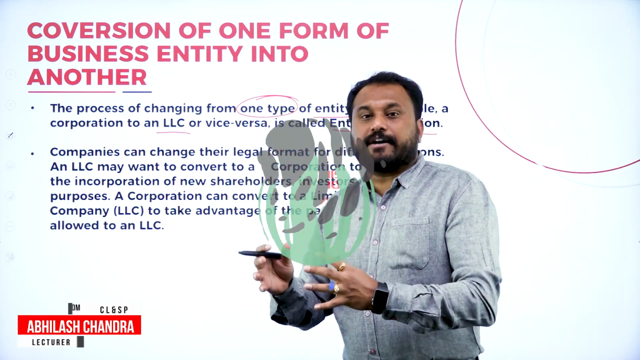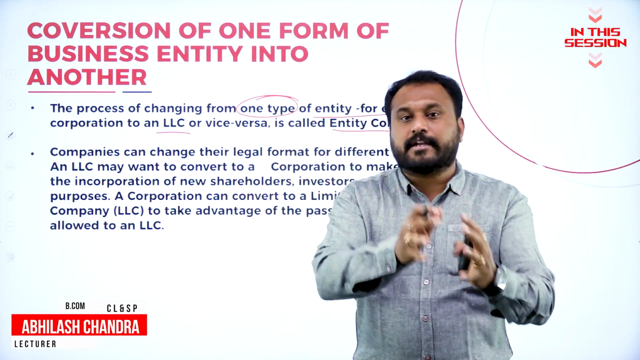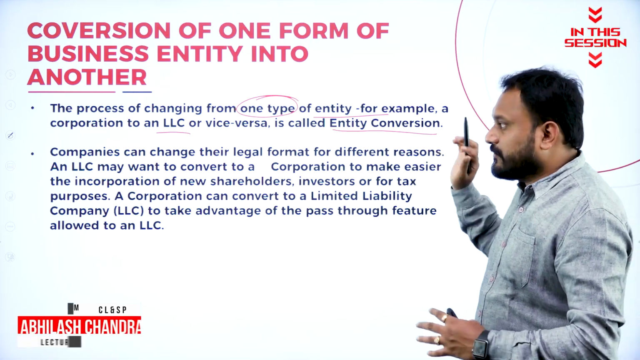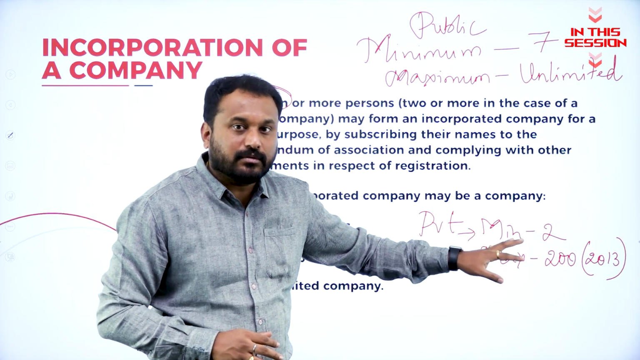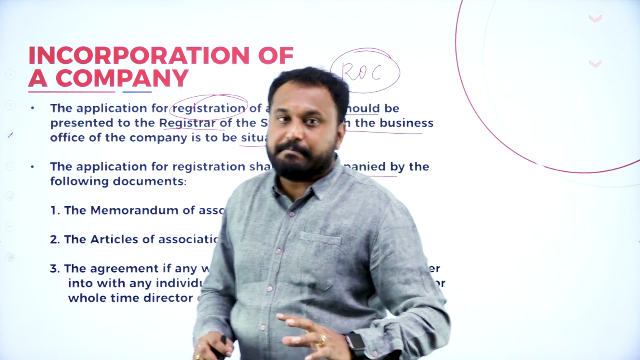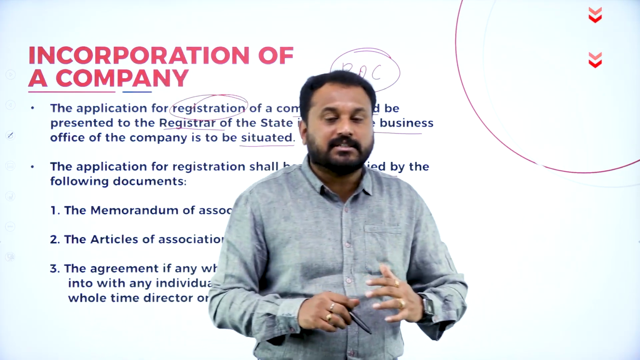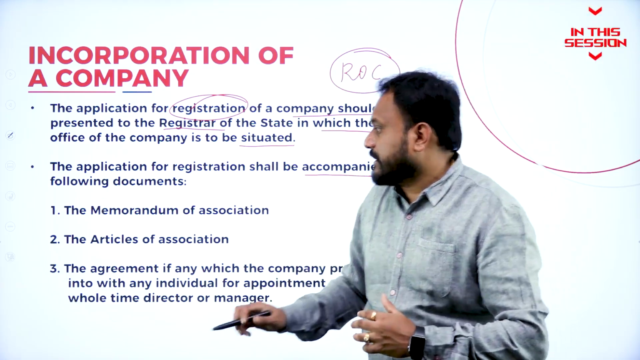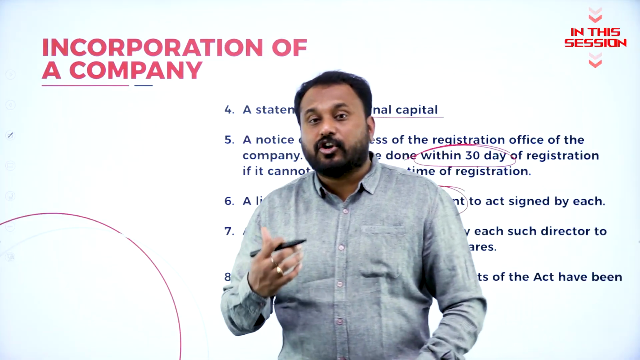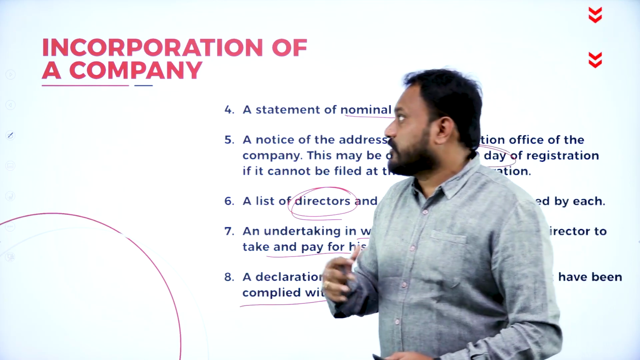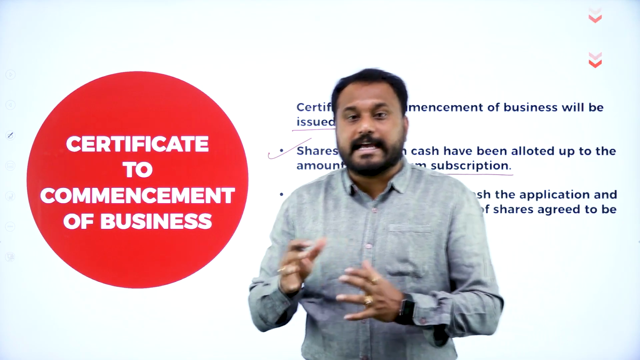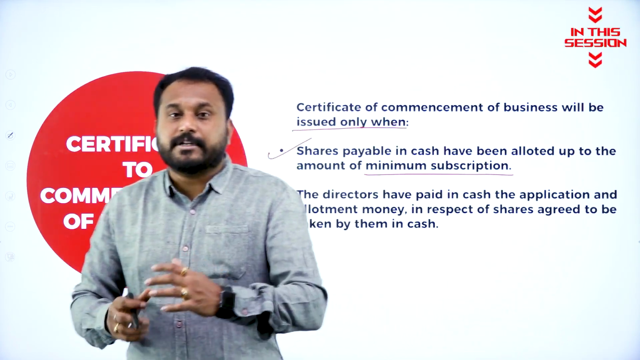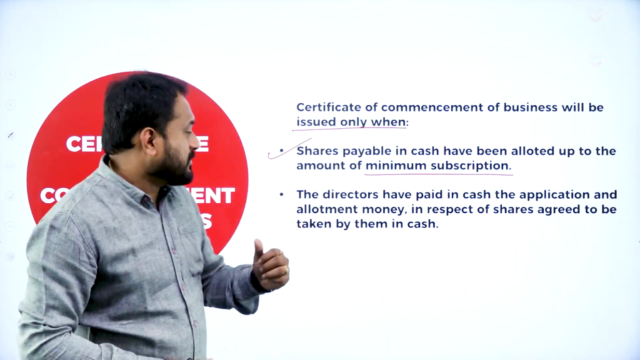So the process of converting one entity to another entity, we call that entity conversion. In the 1956 Companies Act, the private company minimum was 2 and the maximum was 50. There are two documents which are very mandatory: one is the Memorandum of Association and the other is the Articles of Association, registered as well as written and documented. That is how you go for incorporation of a company. For a private company, the minimum subscription is 1 lakh rupees, and for a public company, the minimum subscription is 5 lakh rupees.